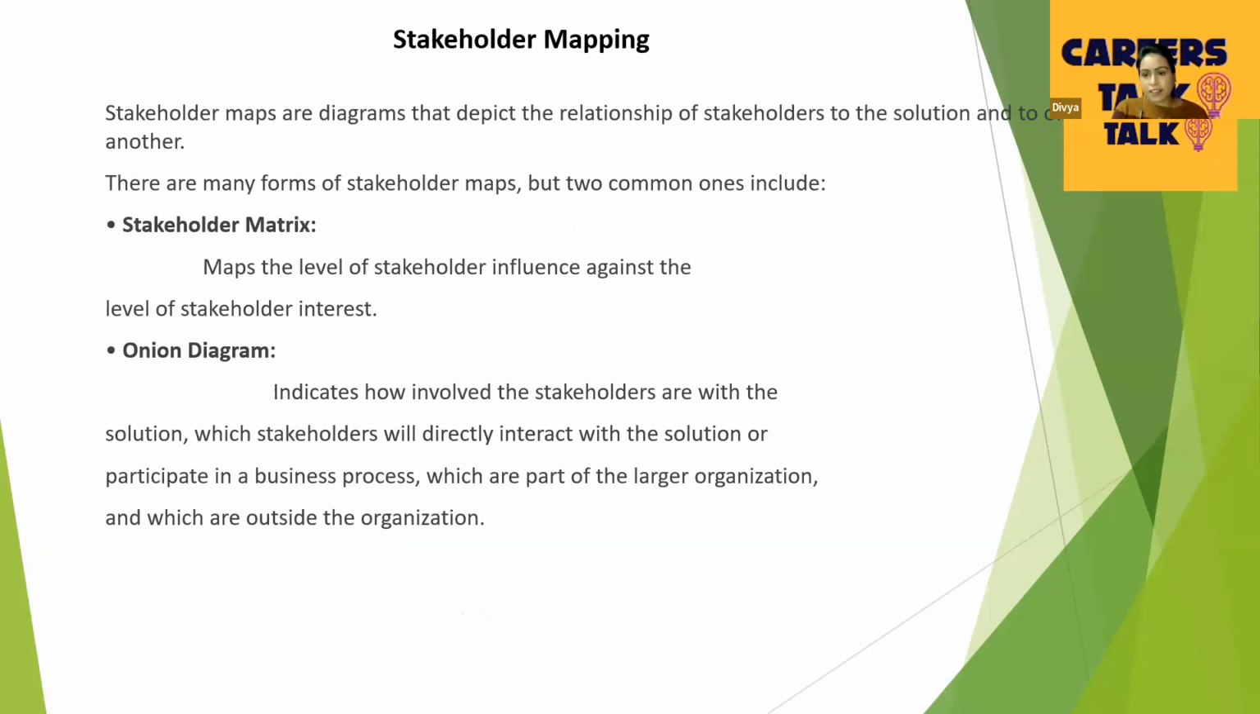We have seen that stakeholder engagement is very important. As part of stakeholder engagement, we have the stakeholder matrix or stakeholder maps, and then the onion diagram, which helps us understand at what stage, in terms of power or influence, what kind of stakeholders are involved, and how we interact with them.